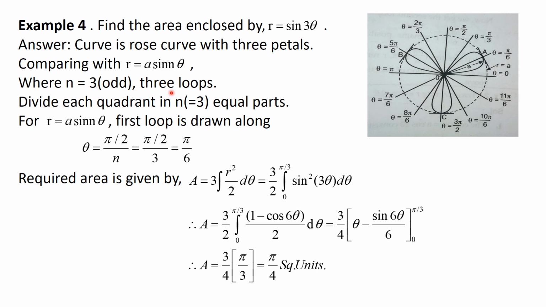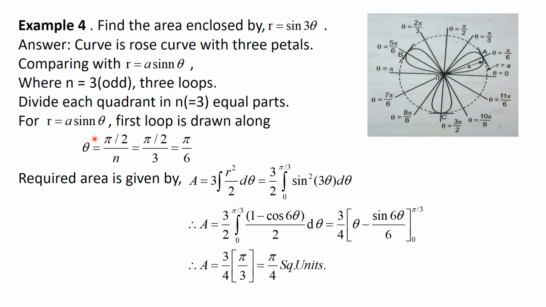Since n is odd, there are 3 loops. So we divide each quadrant into n equal parts. Dividing the first quadrant into 3 equal parts: first is theta equal to 0, next theta equal to pi by 6, theta equal to pi by 3, and theta equal to pi by 2. So the first quadrant is distributed into 3 equal parts.